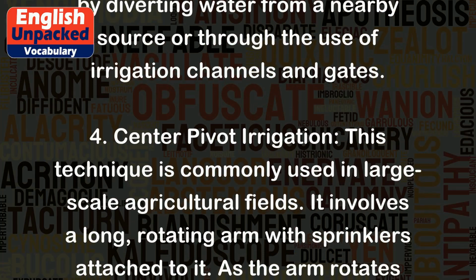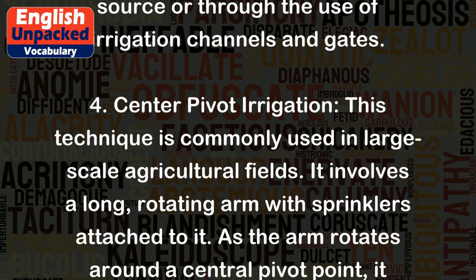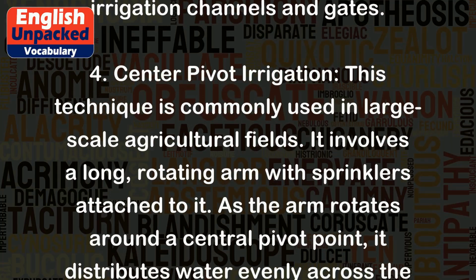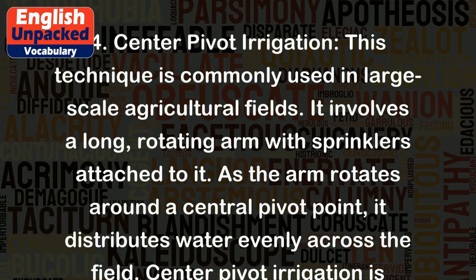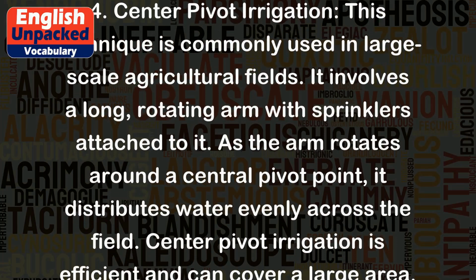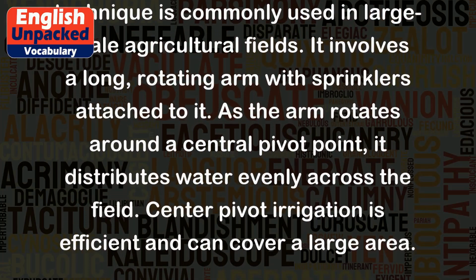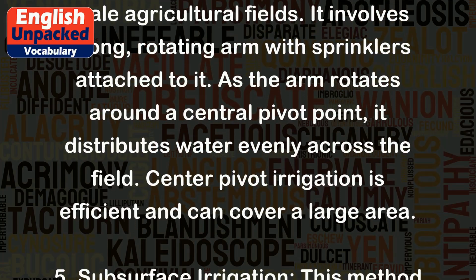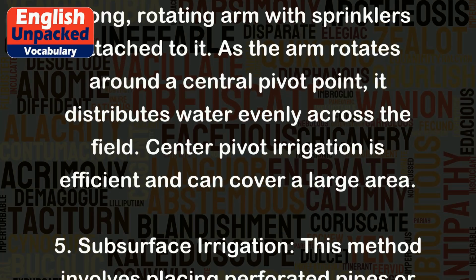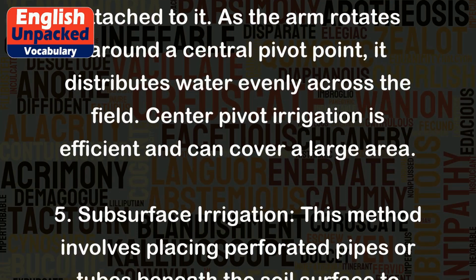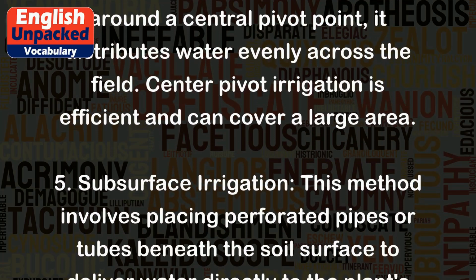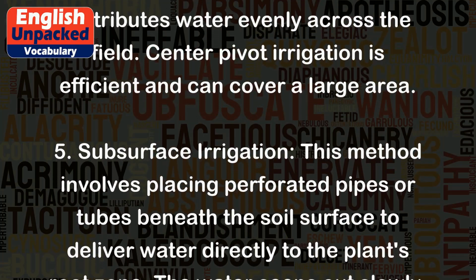4. Center pivot irrigation. This technique is commonly used in large-scale agricultural fields. It involves a long, rotating arm with sprinklers attached to it. As the arm rotates around a central pivot point, it distributes water evenly across the field. Center pivot irrigation is efficient and can cover a large area.